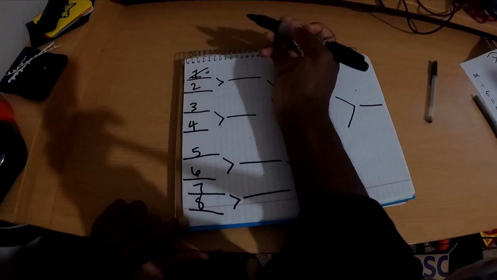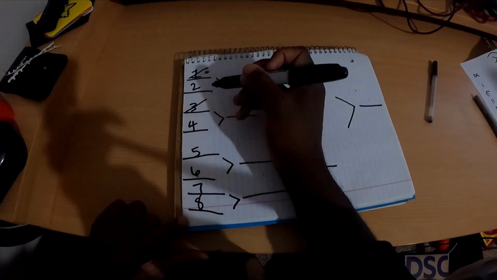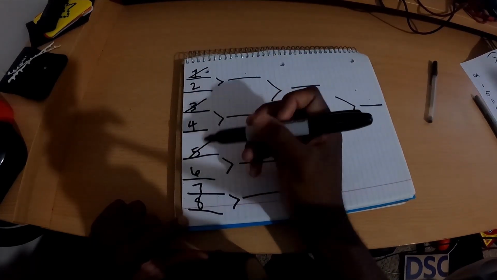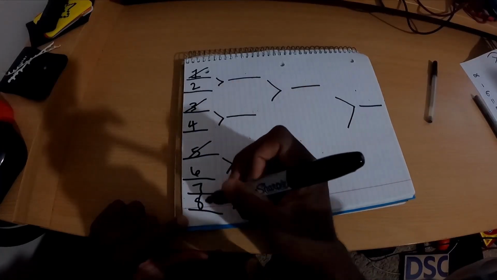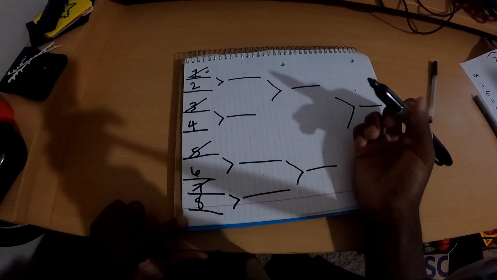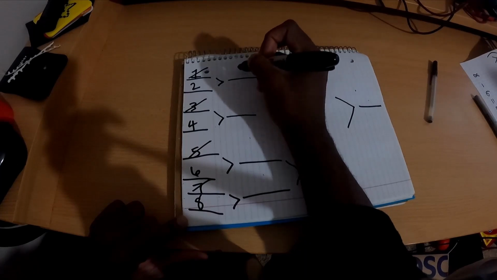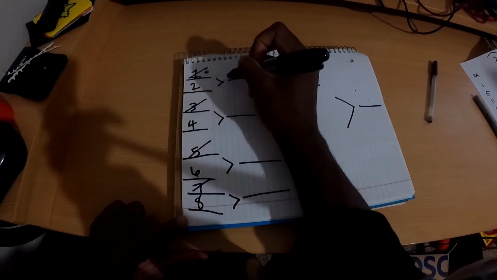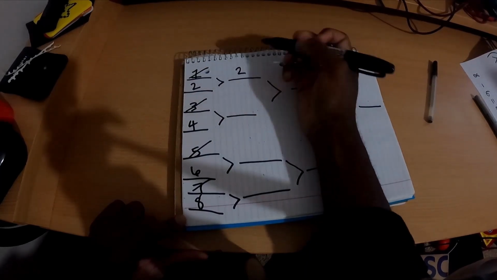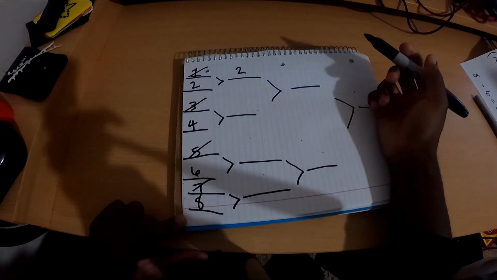So 2 beats 1, 4 beats 3, 6 beats 5, 8 beats 7. So you would now put 2 in this spot here. So following along this line here, that's why we do so. Makes it visually easy for you to do so.